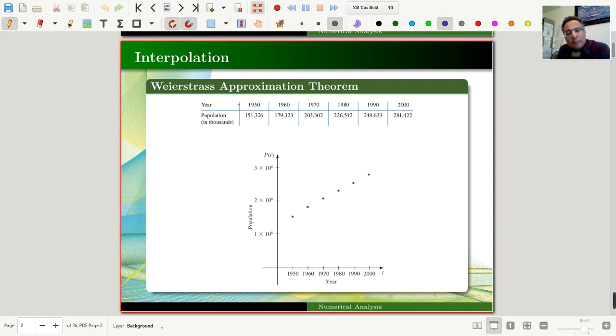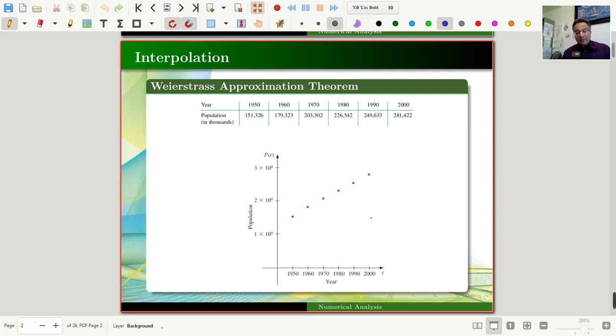Suppose that you have the population of a country in some different years, in fact, decades. For example, in 1950, we have this population for a country in thousands. In 1996, we have this one, and so on. If you plot these points on a coordinate system, you will get, for example, in 1950, this point, and the other one, and the other one, and so on.